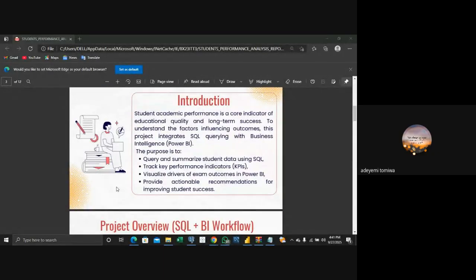Student performance is a core indicator of educational quality and long-term success. To understand the factors influencing outcomes, this project integrates SQL querying with business intelligence. The purpose is to query and summarize data using SQL, track key performance, visualize drivers of exam outcomes in Power BI, provide actionable recommendations, and improve student success.